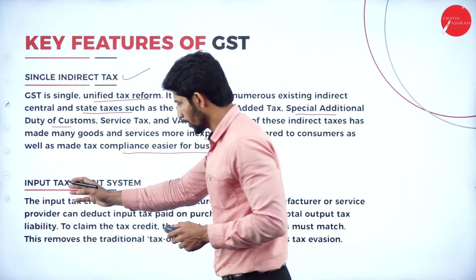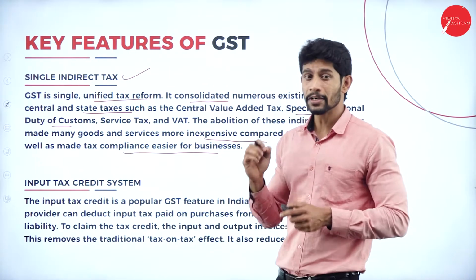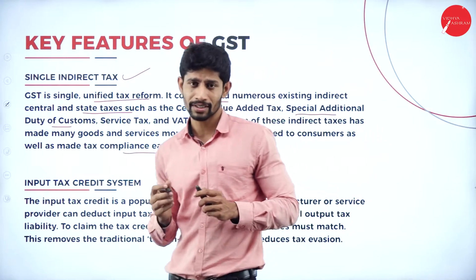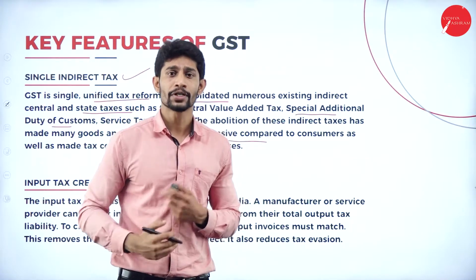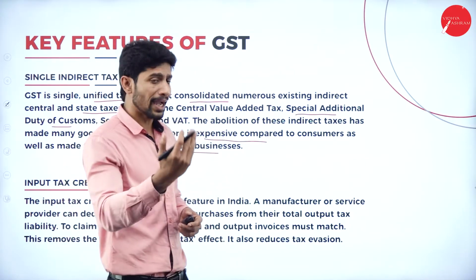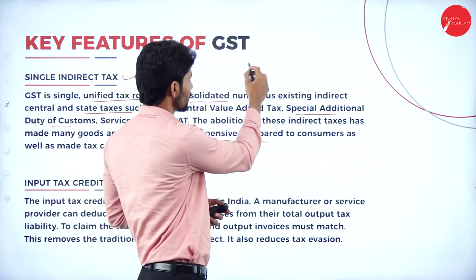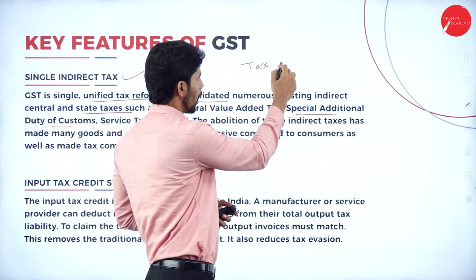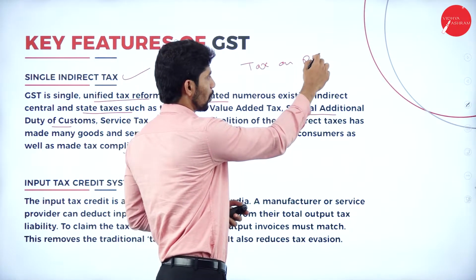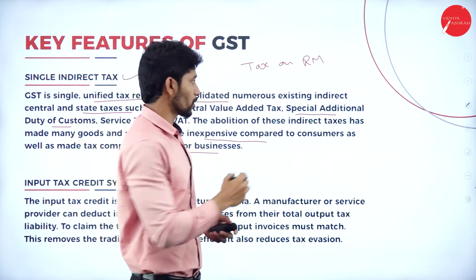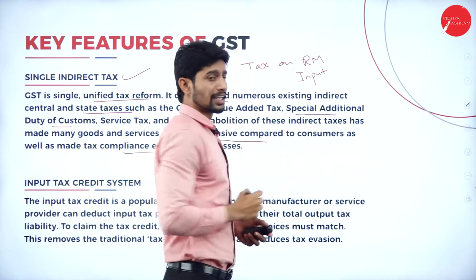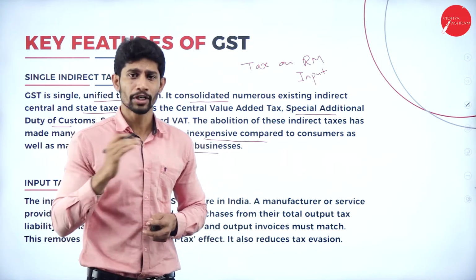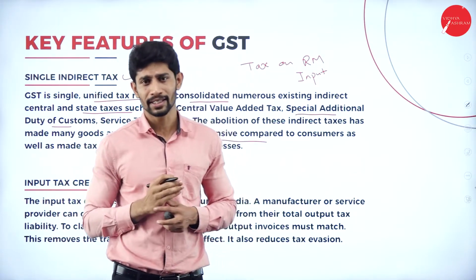Next one, input tax credit system. The input tax credit system is nothing but this: the manufacturer is supposed to purchase some raw materials in order to produce a final product, and the manufacturer will be paying tax on purchasing the raw materials. So these raw materials are called what? Input. So on raw materials, on inputs, the manufacturer will be paying the tax.